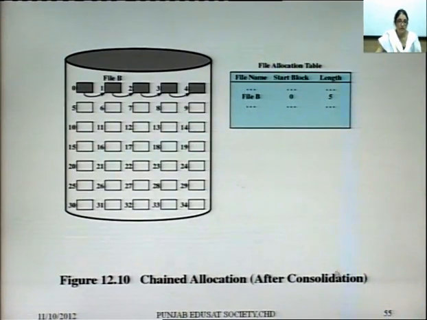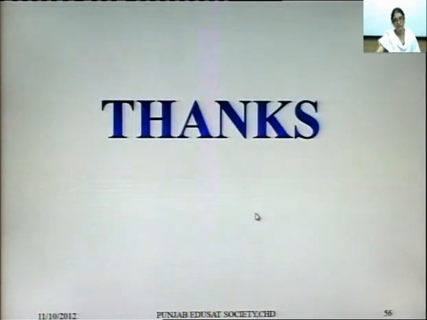So after consolidation, when we compact the space, there is the chained allocation of the file. So from 0 it points to 1, then 2, then 3 and 4. So the starting block is 0 and the length is 5 here in the file allocation table. It is a diagram in which the chained allocation performs consolidation.